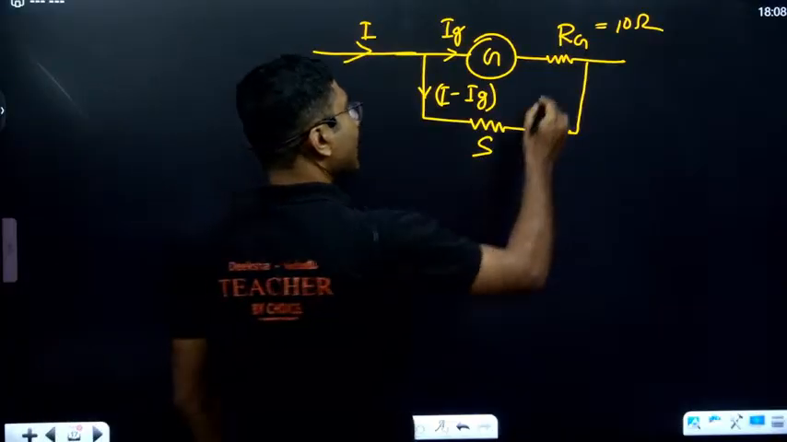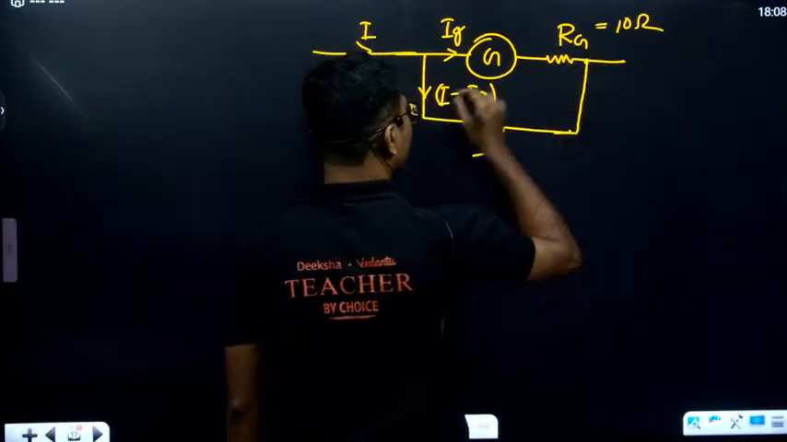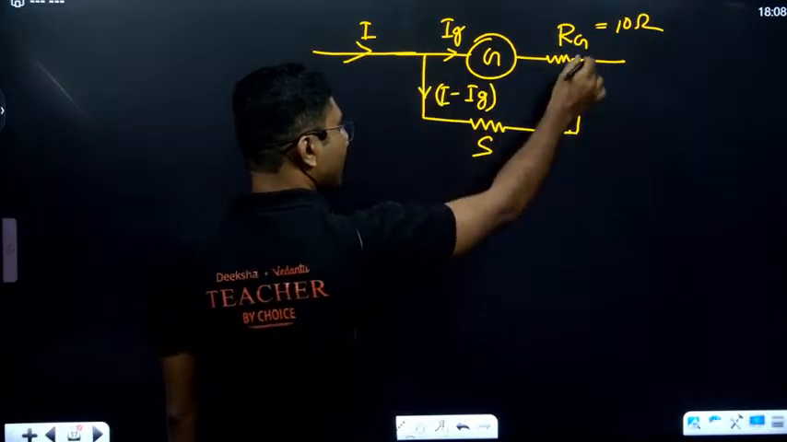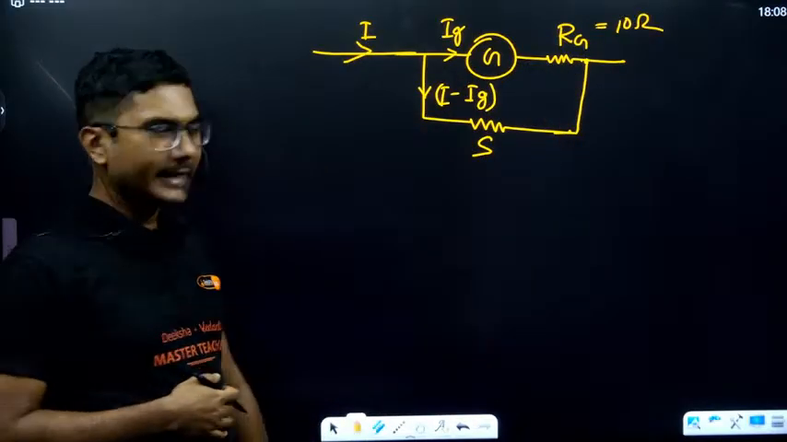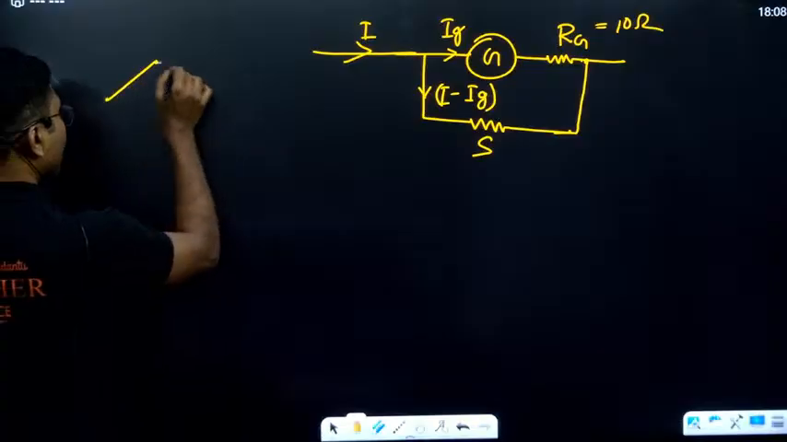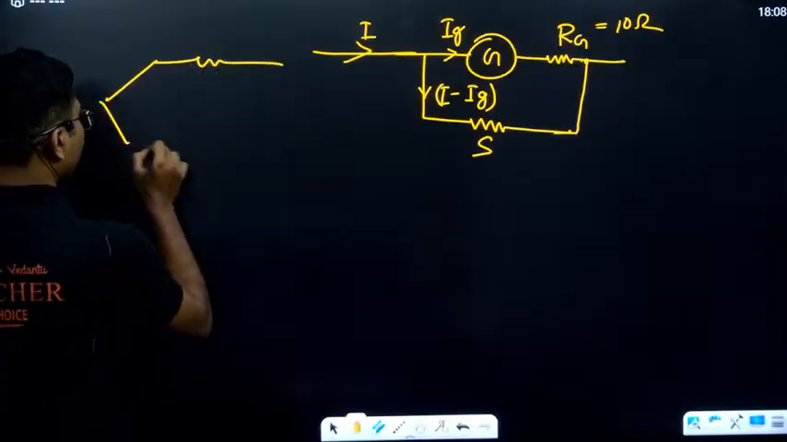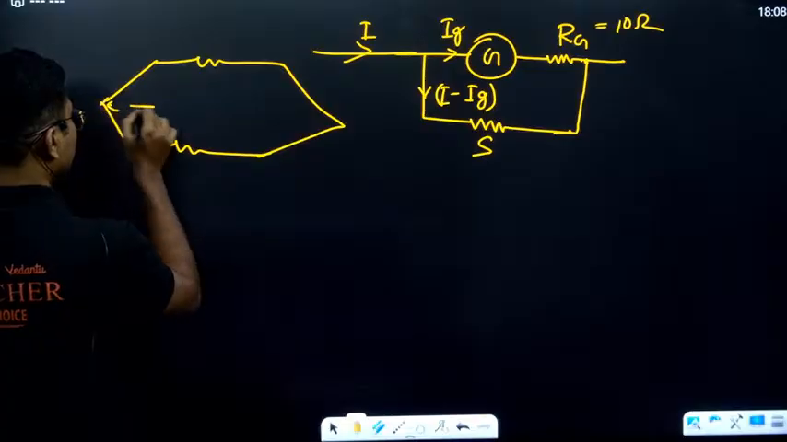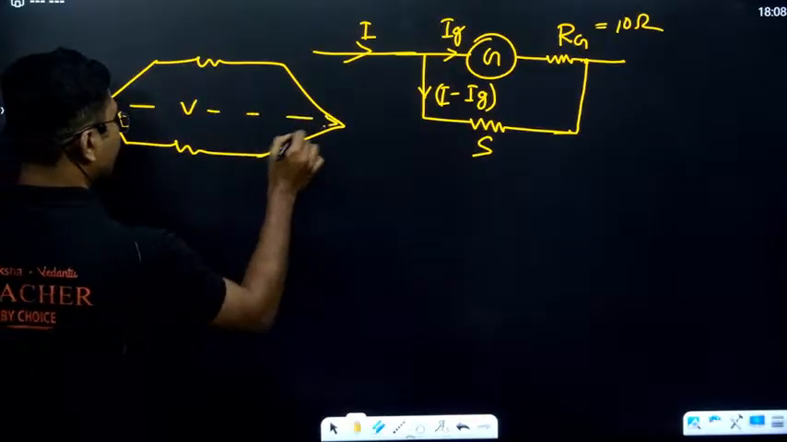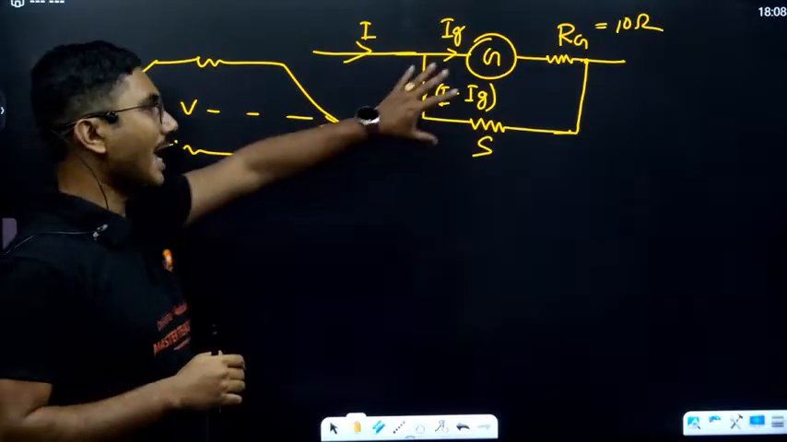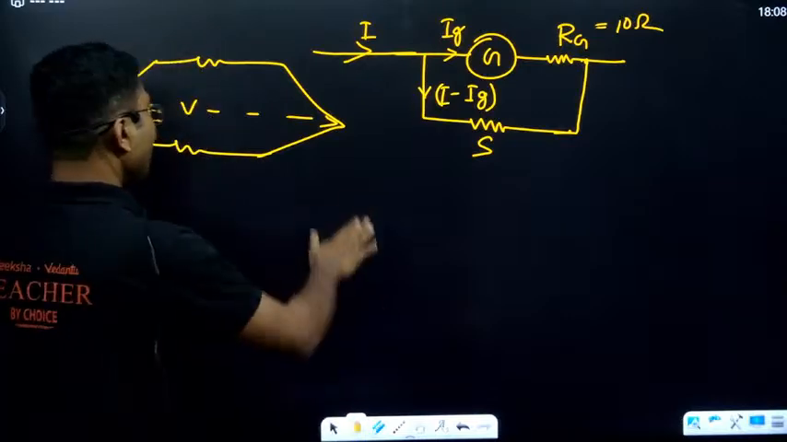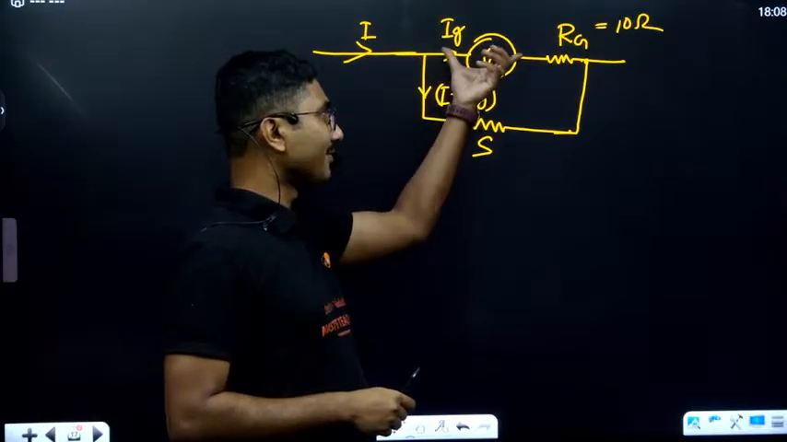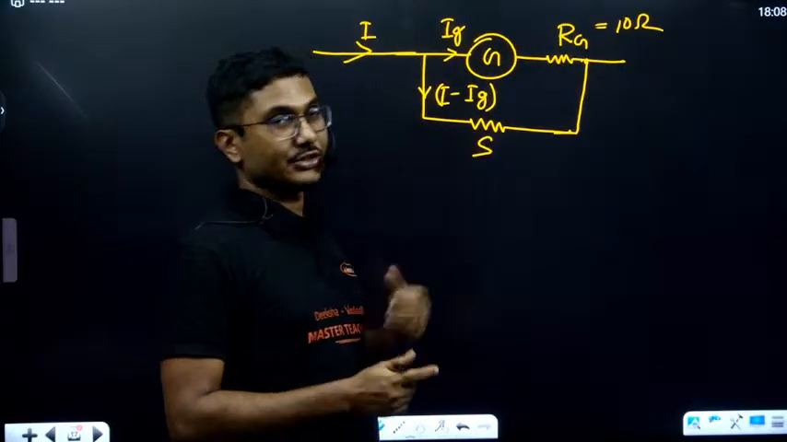What mathematics? In a parallel combination, we know that the voltage across both the galvanometer and the shunt should be the same. If you remember, in a parallel combination of resistances, the voltage drop across the parallel combination remains constant. The same thing happens here as well. The voltage across the galvanometer and the voltage across the shunt remain the same.